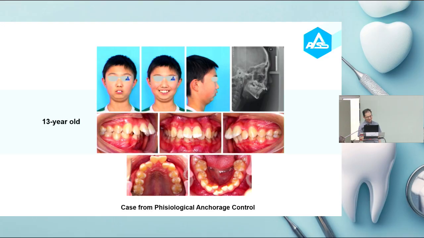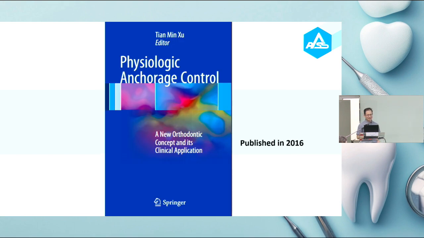The boy has a retrusive mandible, deep overbite, class 2 molar relationship, high angle. This is the first book about physiological anchorage control and was published in 2016. So the first book about PAC is in English. Our Chinese version will be published, I think, this year.